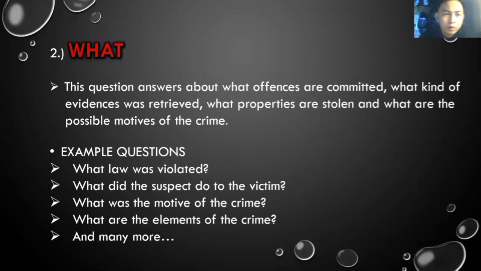2. What? These questions answer about what offenses are committed, what kind of evidence was retrieved, what properties are stolen, and what are the possible motives of the crime. Ito daw yung sumasagot sa katanungan ng what.